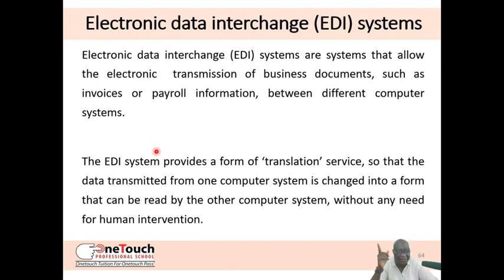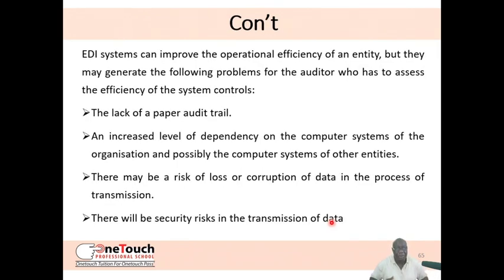The EDI system provides a form of translation service so that the data transmitted from one computer system is changed into a form that can be read by the other computer system without any need for human intervention. So it serves as a translator. EDI systems improve the operational efficiency of an entity, but they may generate the following problems for the auditor who has to assess the efficiency of the system control.